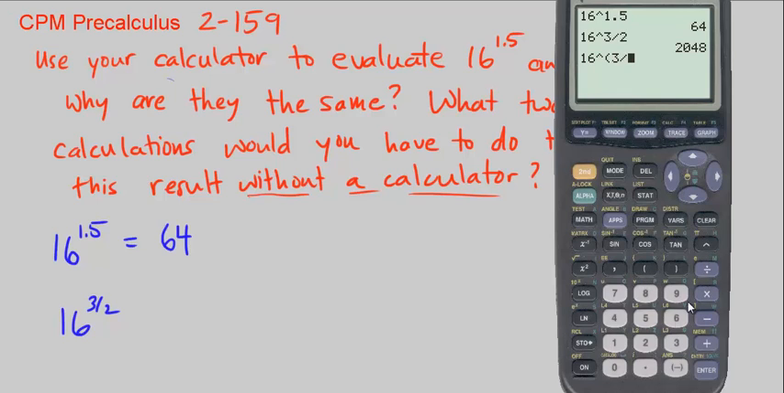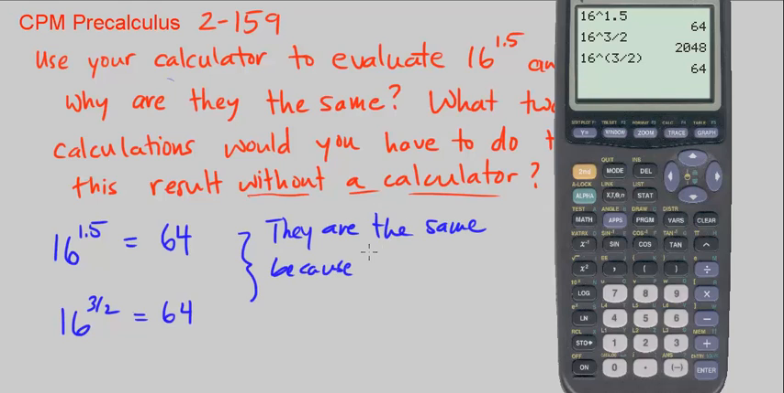And why do I need to do it? I'll explain in 1 second. But 16 to the power of 3/2 is 64, right? And why are they the same? They're the same because 1.5 equals 3/2, right? 3 divided by 2 is equal to 1.5.